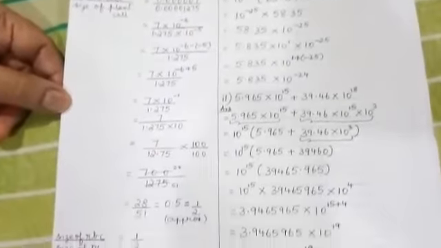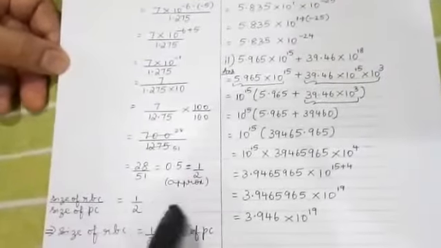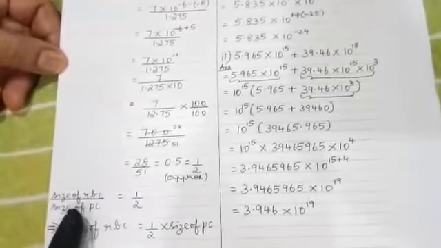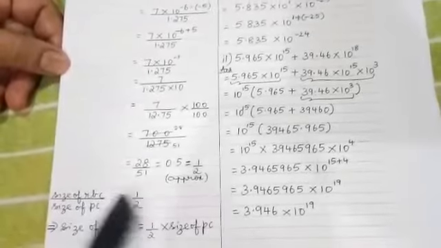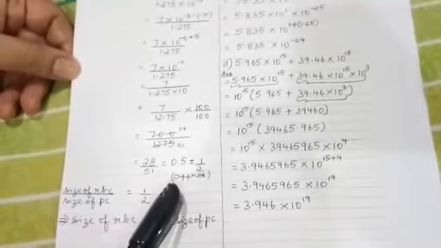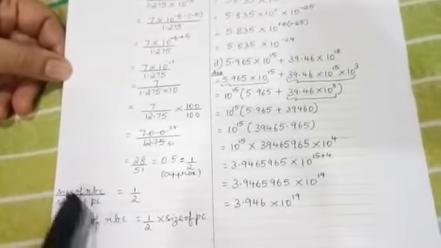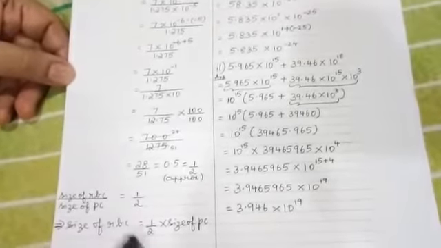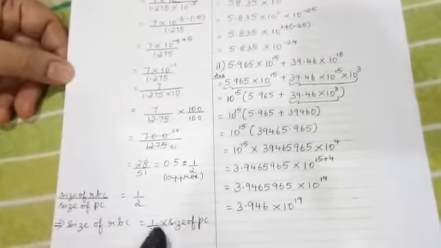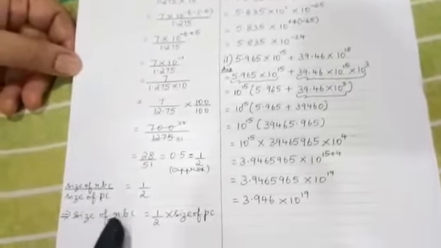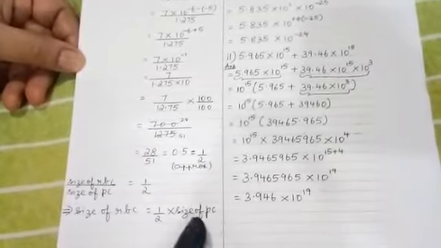So what do we have here? The size of the red blood cell by the size of the plant cell is equal to 1 by 2. Now just cross multiply. Take this up to the other side. Size of the plant cell, when you cross multiply this one, take it to the other side. So then that will read like size of RBC, size of RBC or red blood cell equals half into size of plant cell. So what do we understand? The size of the red blood cell is half the size of the plant cell.